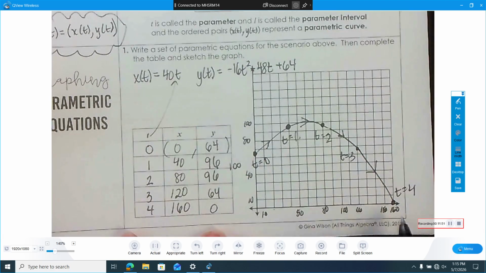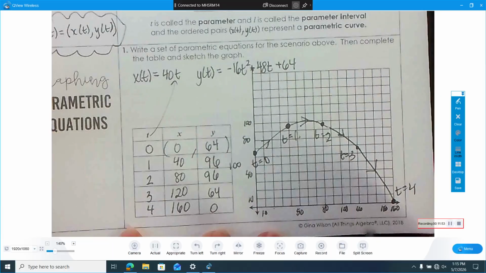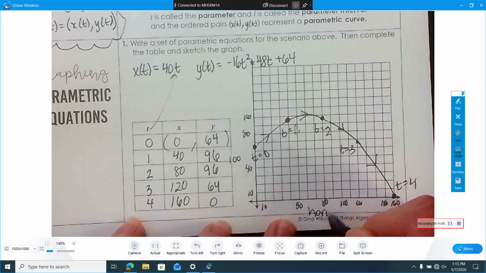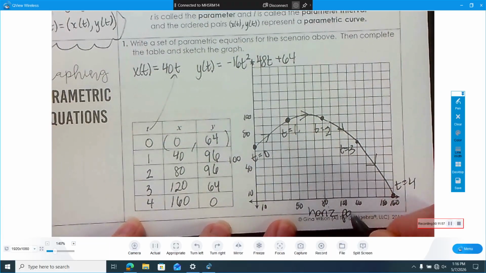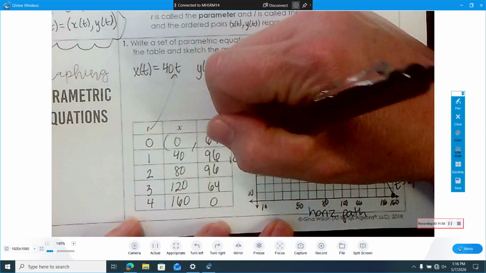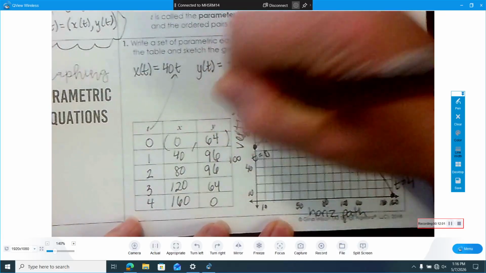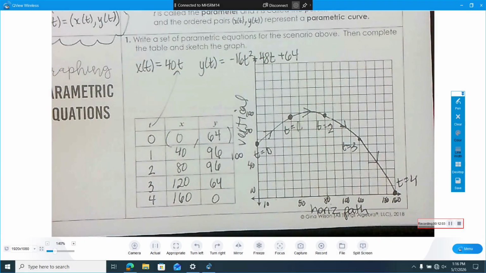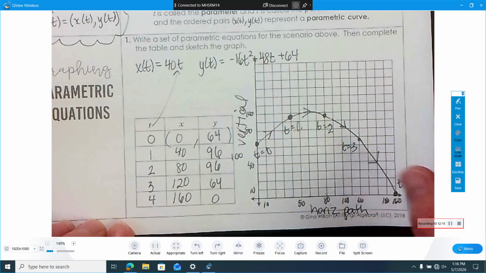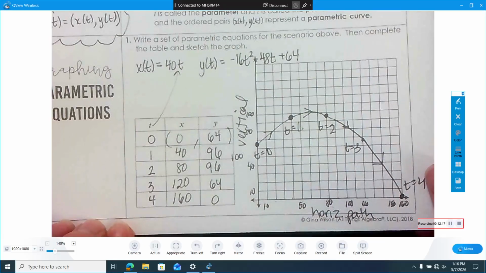So what this represents now, on our horizontal axis, this is the horizontal path of the ball, and this is the vertical path of the ball with respect to time. So it's really a combo graph, so to speak, which is kind of cool. All right, questions on that? Pretty easy, not too bad. All right, turn the page.